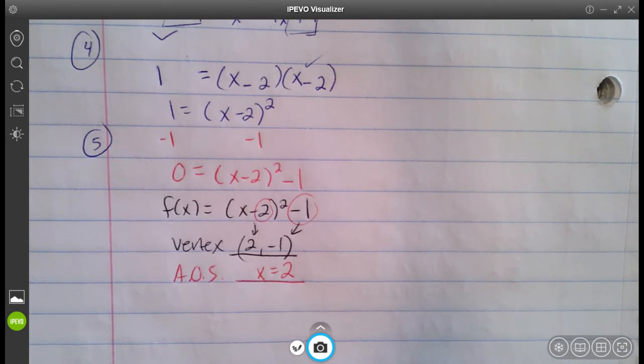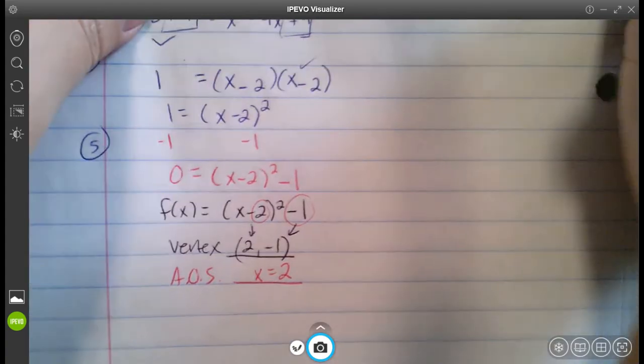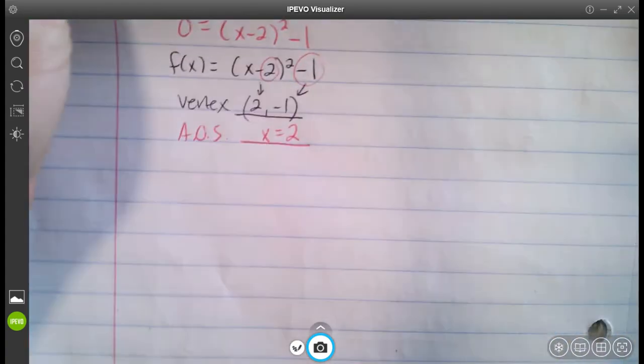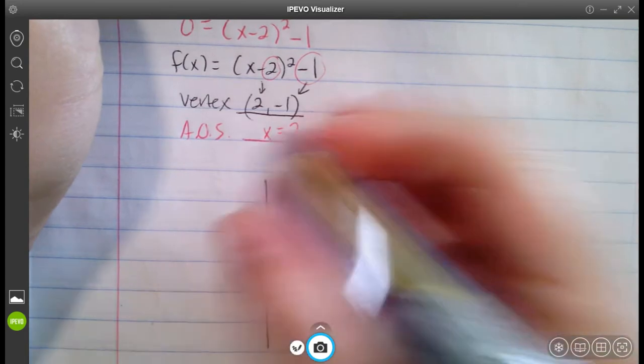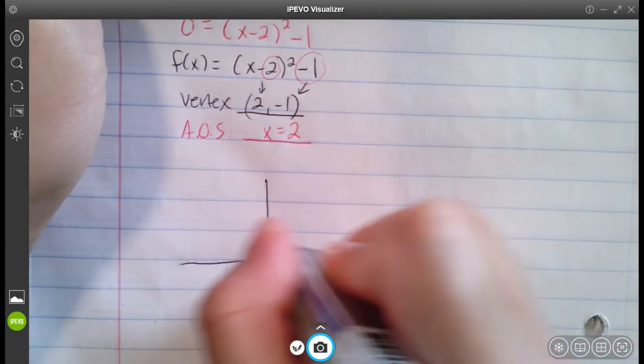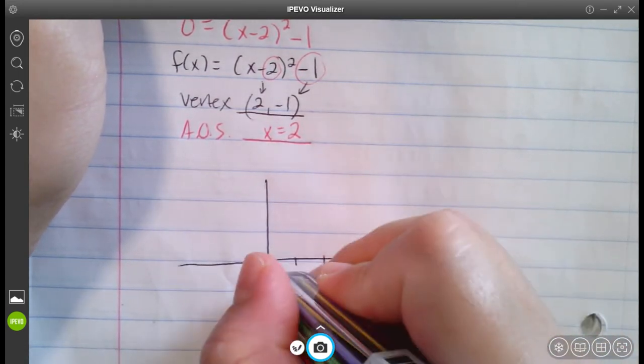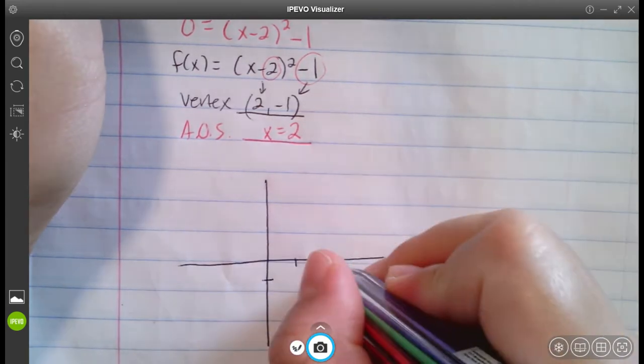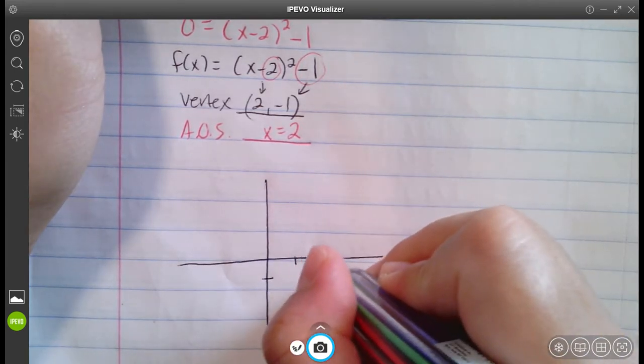So I'm going to go ahead and sketch that so far. I'll do that here at the bottom so I can add the x-intercepts in a bit. So 2, negative 1, so 1, 2, we'll put 1 right there. So 2, negative 1 is about right here.